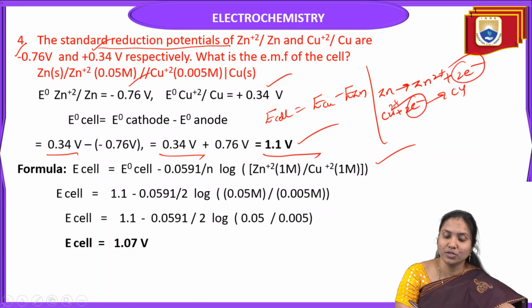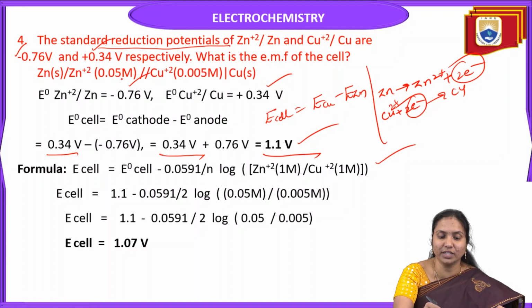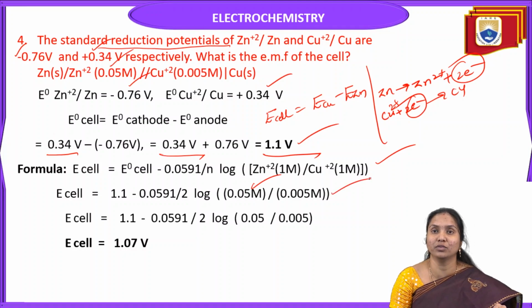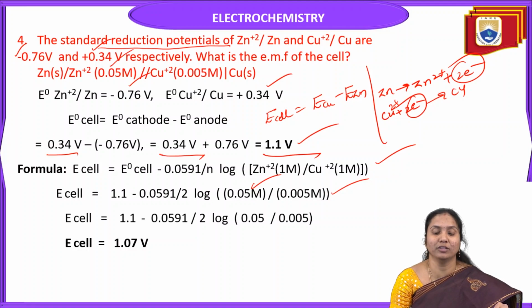2 electrons. So 0.0591 by 2 log. What is the concentration of zinc? 0.05. So we can substitute here. And next the copper concentration is 0.005 given in the data. So we can substitute the concentration values also in this formula. So finally we get E cell equals 1.1 minus 0.0591 by 2 log 0.05 by 0.005. So after calculation we'll get the E cell value of the given cell as 1.07 volts.